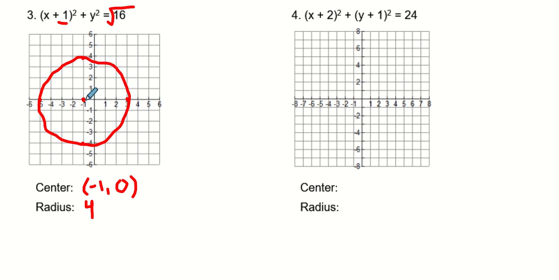So again, the first thing you need to do is identify the center. And again, that's the opposite of what's being added to y. Again, nothing here, so 0. And then you're going to take the square root of this number to figure out what r is. And so I want you to do number 4 as well. Again, use the decimal form of the square root of 24 to get the radius. That's going to make it a lot easier to understand.